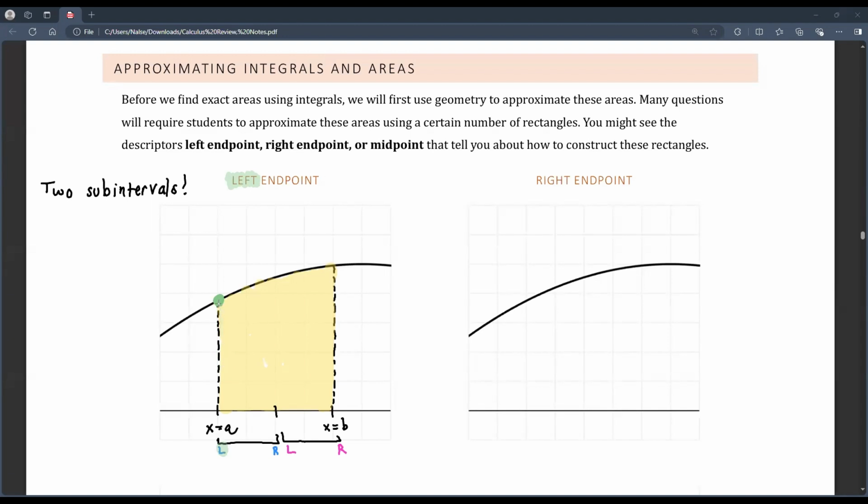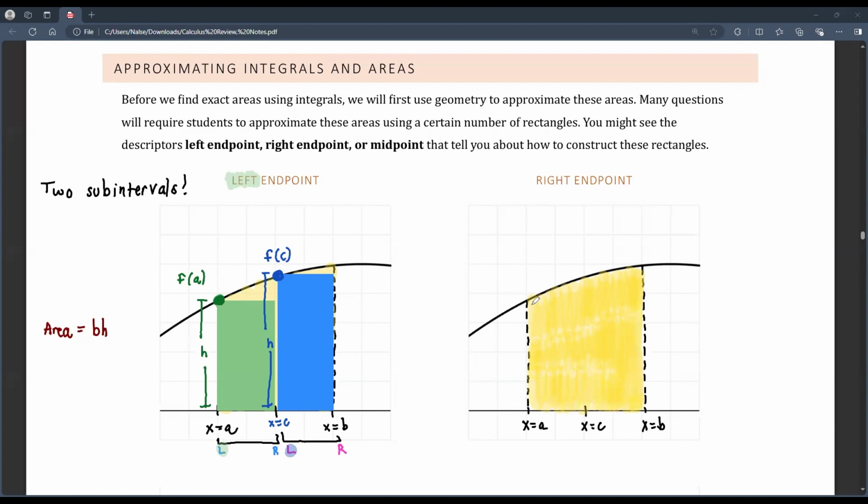This function value establishes the height of the rectangle. As you can see in the diagram, the height of this first rectangle is the function value specifically when x is a, and the base of the rectangle is the length of the subinterval. Now we just need to repeat the same series of steps for the second interval. The second rectangle has a height that is equal to the function value when x is c. You can see that the heights of both rectangles are found by using the left endpoints of their respective subintervals, and that's why this is called a left endpoint approximation.